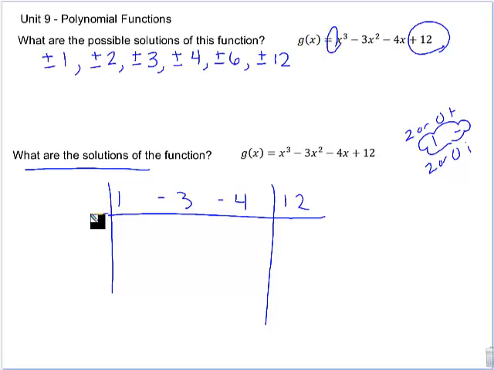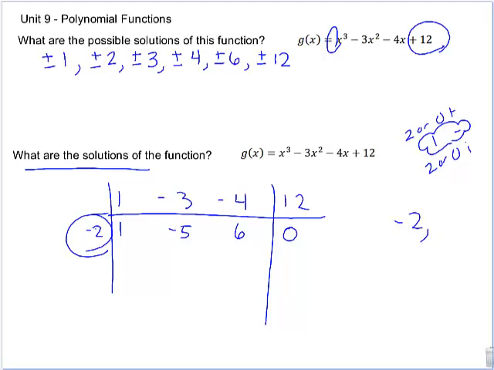You can start at whatever value you would like to. Here I'm going to start at negative 2. So negative 2, we drop down the 1. 1 times negative 2 is negative 2, plus negative 3 is negative 5. Negative 5 times negative 2 is positive 10, minus 4 is 6. 6 times negative 2 is negative 12, plus 12 is 0. I lucked out. I found the right solution the first time. So one of our answers we know is negative 2.